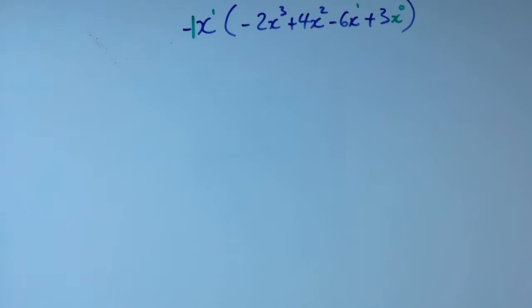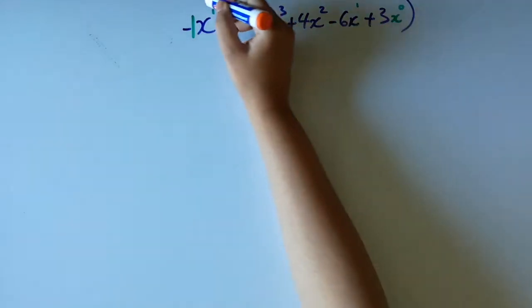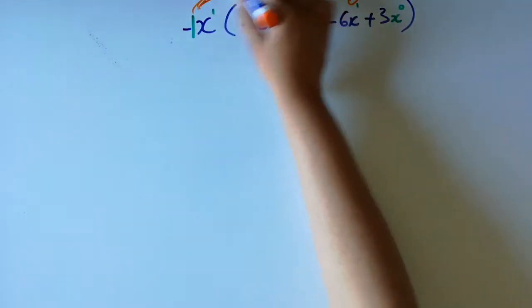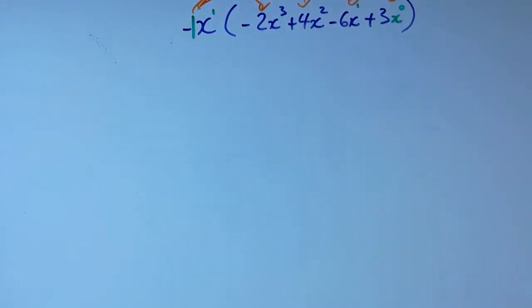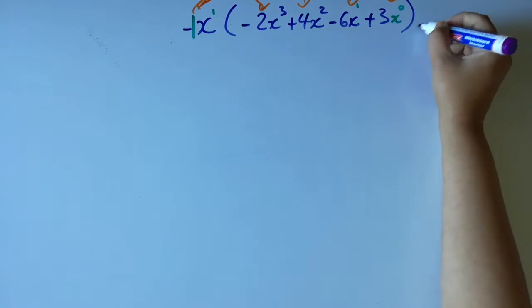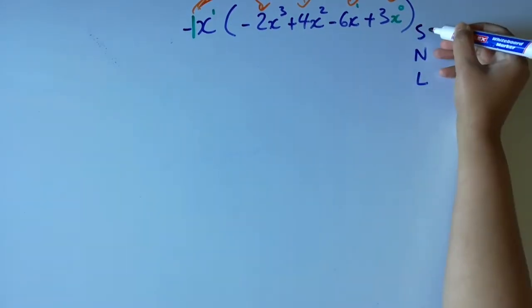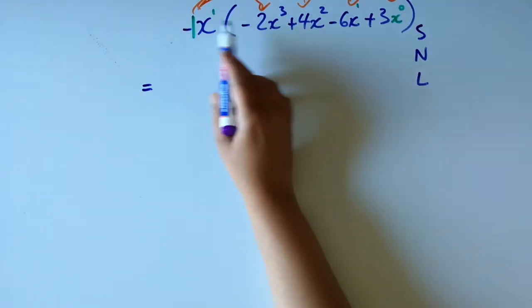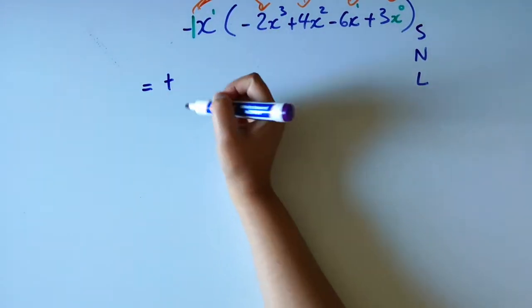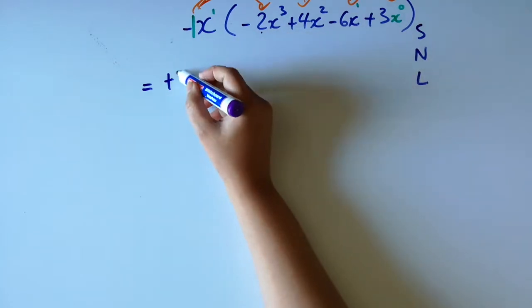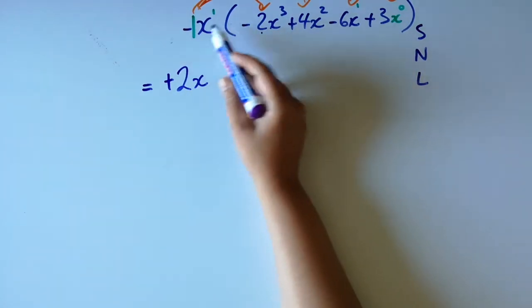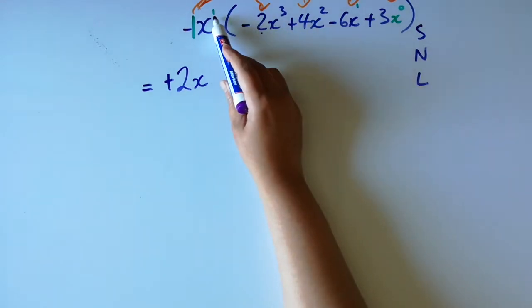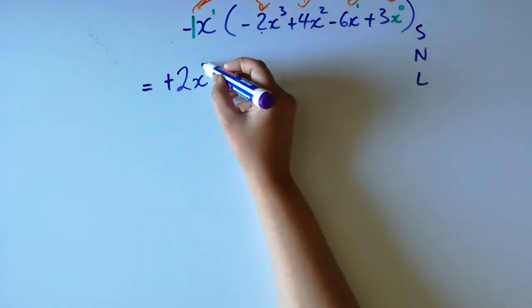Next step, put in your arrows. So that's 1, 2, 3, and 4. And our last step, SNL, sign, number, letter. Minus times minus will give us plus. 1 times 2 will give us 2. And x to the power 1 times x to the power 3 will give us x to the power 1 plus 3, which is 4.